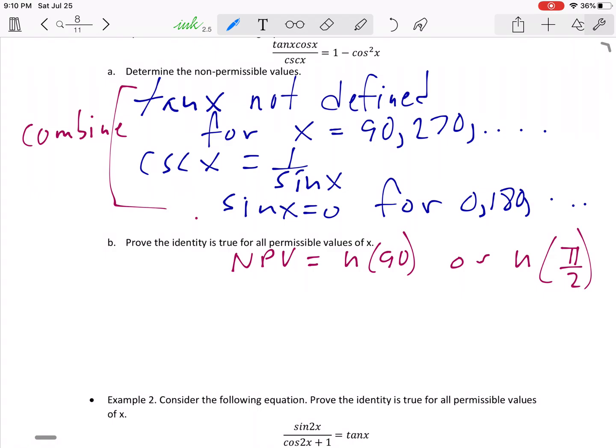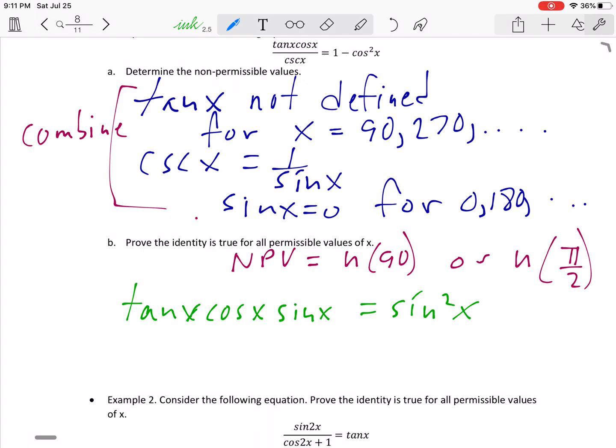And so what I can change the left-hand side into then is tan x cosine x, and then because it's 1 over sine x, the sine x just comes on top, right? Because it's tan x cosine x over 1 over sine x. Okay, so that's why it comes on top. And then the 1 minus cosine squared x, if you use your Pythagorean identity, that's equivalent to sine squared x.